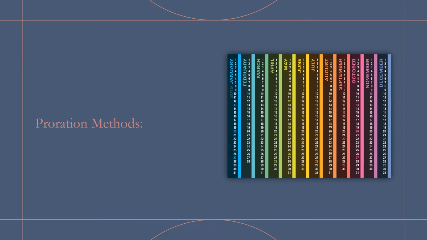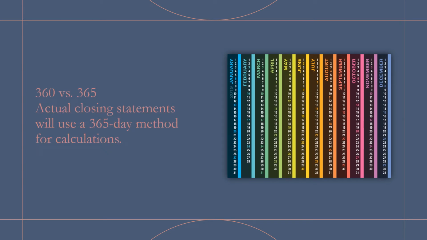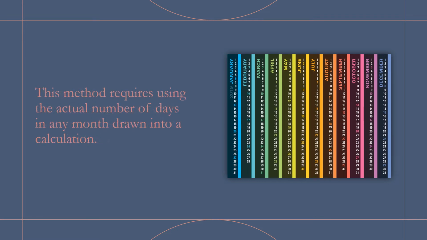Proration methods. Actual closing statements will use a 365-day method for calculations. This method requires using the actual number of days in any month drawn into a calculation.